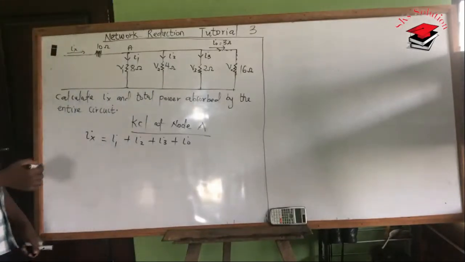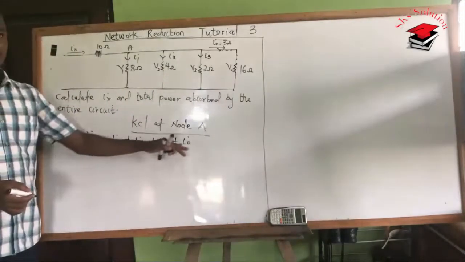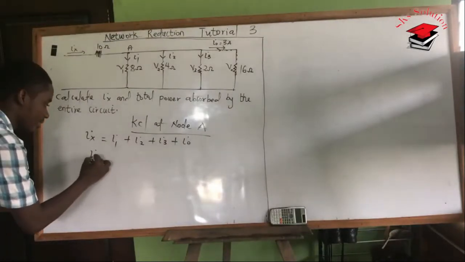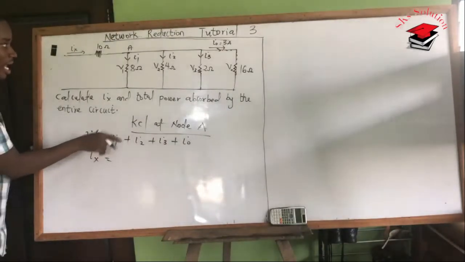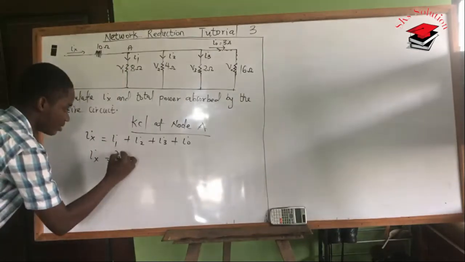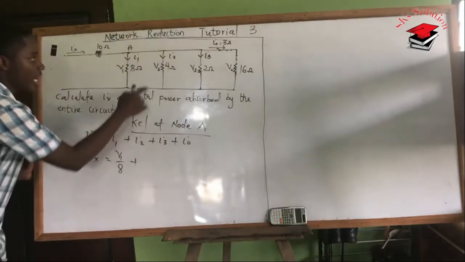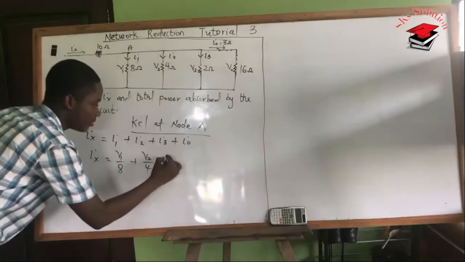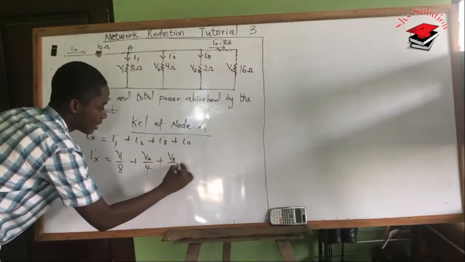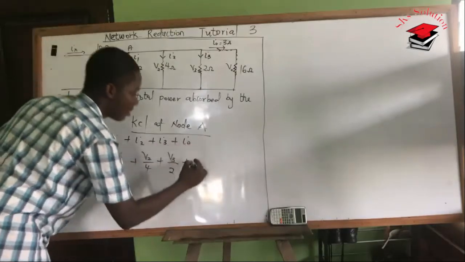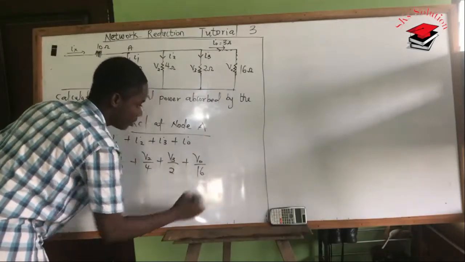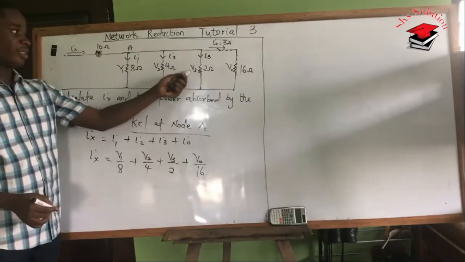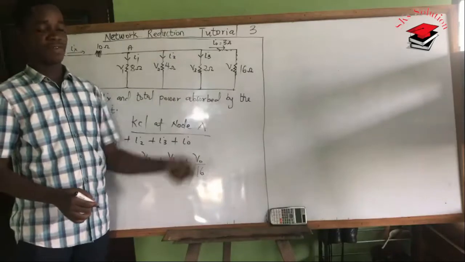So we can express each of the currents here in terms of V over R. So Ix is now equal to, I1 is V1 over 8, so V1 over 8 plus I2, which is V2 over 8, plus I3, which is V3 over the resistance, plus I naught, which is V naught over 16. We were not given V1, V2 and V3, but we can calculate V naught from Ohm's law.